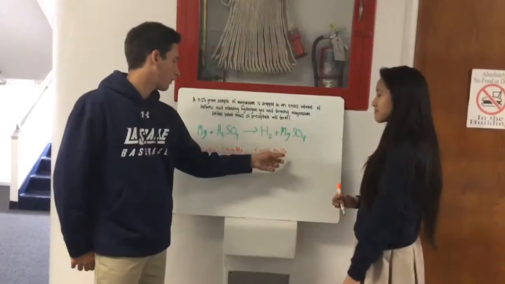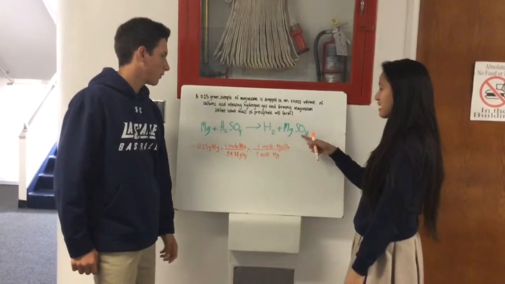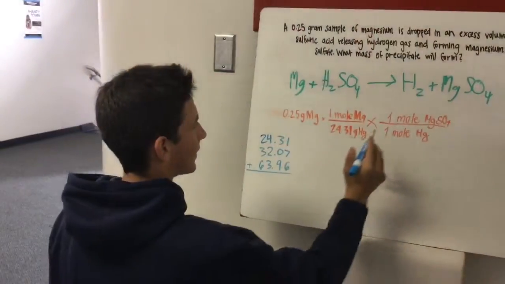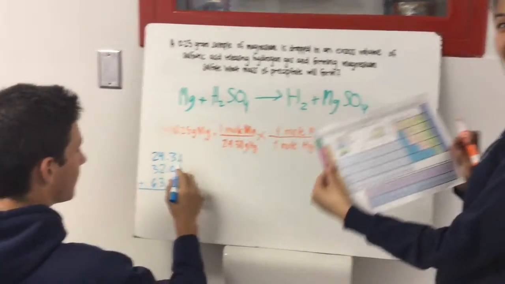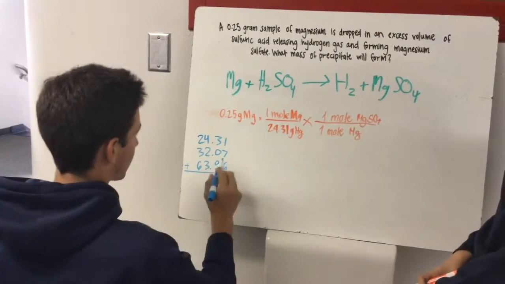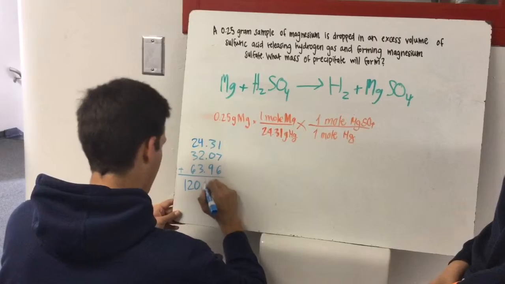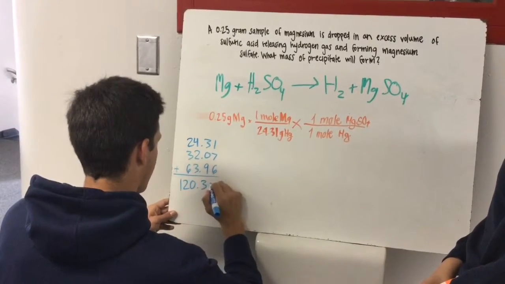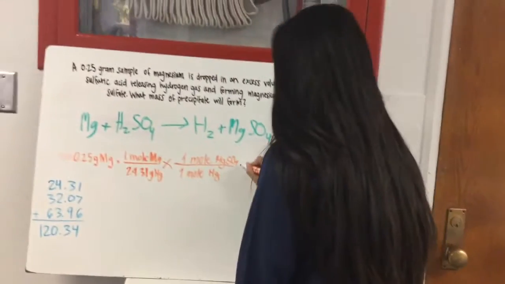Next, we need to convert the moles back to grams to find the mass. How do we find the mass of this? So we need to add together the mass from the periodic table of magnesium, the mass of sulfur, and 4 times the mass of oxygen, which comes out to 120.34.